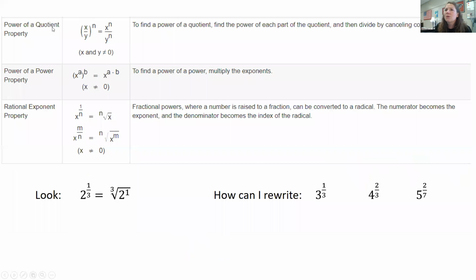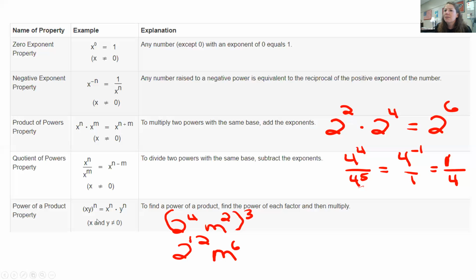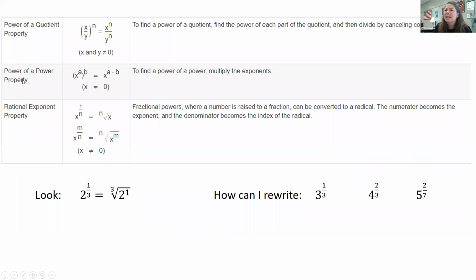All right, power of a quotient. So if you have a fraction, that x is raised to the 1st power, the y is as well. So everything in those parentheses gets multiplied by n. Power of a product, that's very similar to what we talked about right here. Same thing, I guess, as this. I don't know why it's on there twice.